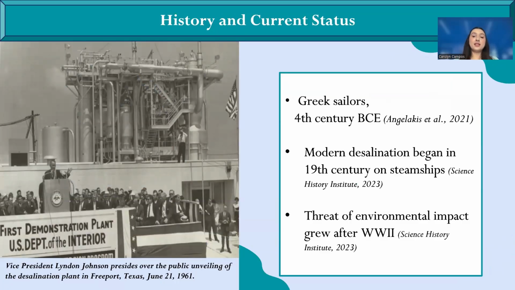The history of desalination can be traced back to Greek sailors who were evaporating seawater as early as the 4th century BCE. By the 19th century, it was used on steamships to provide fresh water for long voyages. After World War II, massive plants were built to support the development of oil in the Middle East, and today we're moving towards reverse osmosis methods.